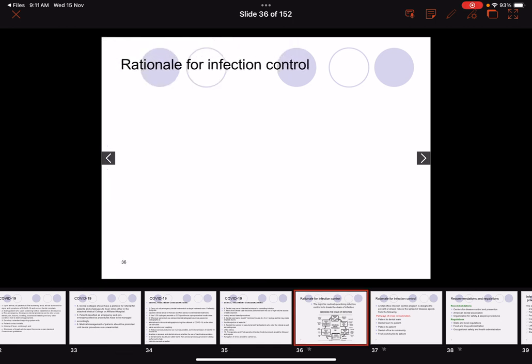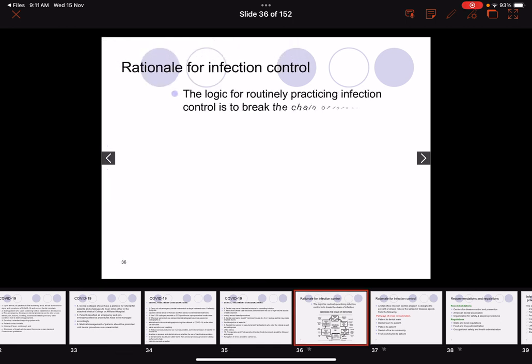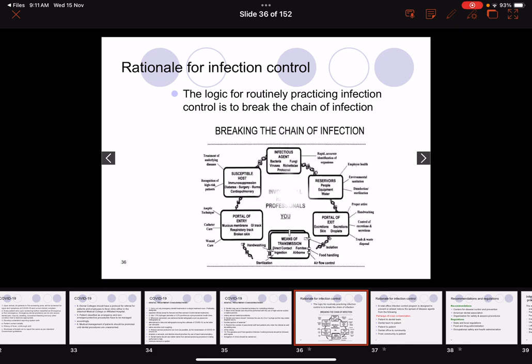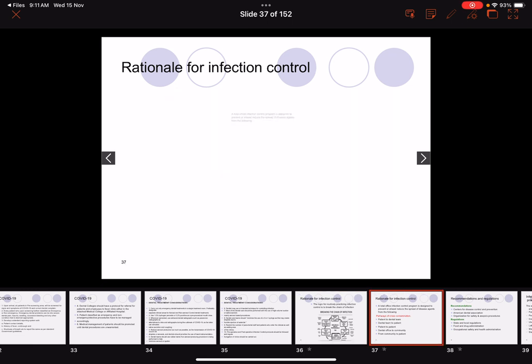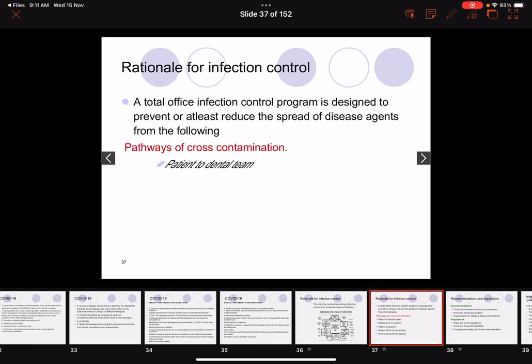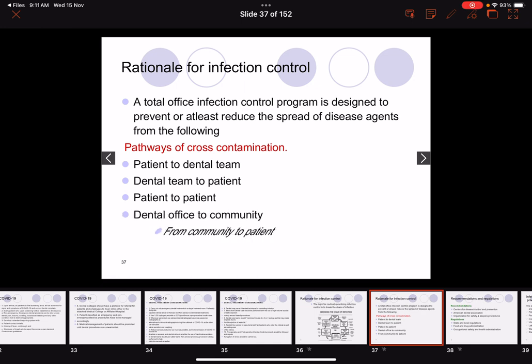Now we will come to the rationale for infection control. The logic for routinely practicing infection control is to break the chain of infection. In Kerala, the government was also promoting the slogan "break the chain." If we break the chain of infection, then we are more safe. The pathways of cross contamination are patient to dental team to patient, patient to patient, dental office to community, and community to patient.